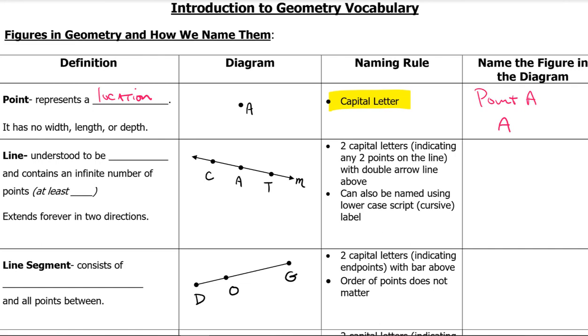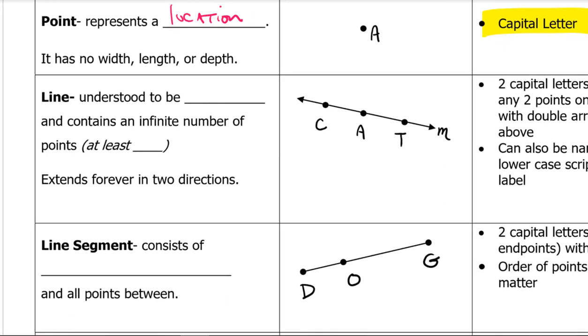Now a line, on the other hand. When we take a look at lines, they're understood to be straight. It's not crooked, it doesn't bend, it's not curvy. You'll study curves like that in other courses because they won't be called lines, they'll be called curves or polynomials. So more on that in those courses. But a line will be straight and contain an infinite number of points, at least 2 points. And then the key thing right here, it goes forever in two directions, forever and ever and ever.